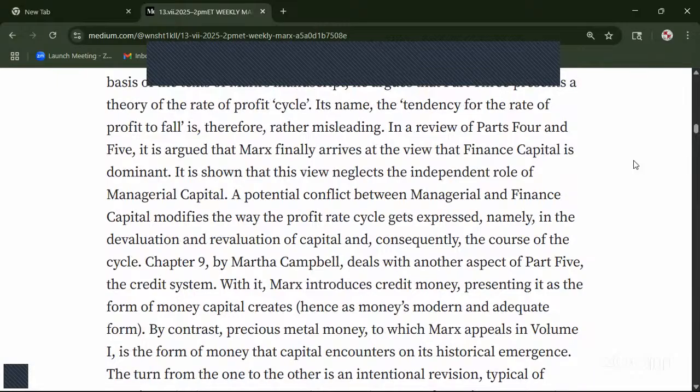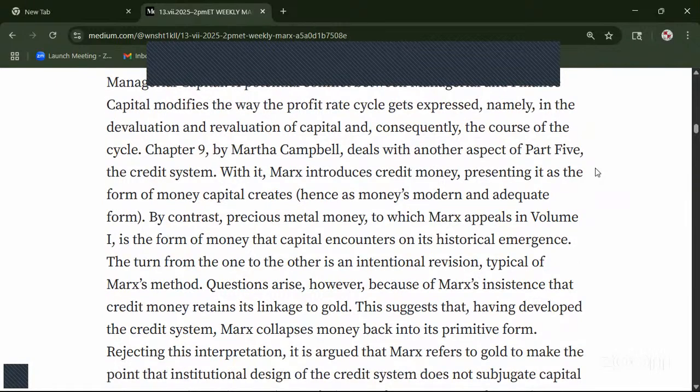Chapter 9 by Martha Campbell deals with another aspect of Part 5, that is, the credit system. With it, Marx introduces credit money, presenting it as the form of money capital creates, hence as money's modern and adequate form. By contrast, precious metal money, to which Marx appeals in Volume 1, is the form of money that capital encounters on its historical emergence. The turn from the one to the other is an intentional revision, typical of Marx's method.